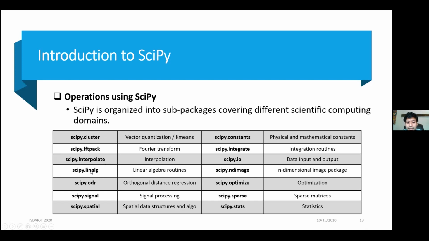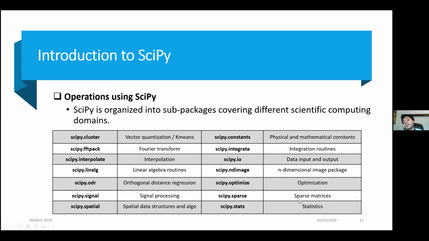Then the linear algebra routines are there. Some others are ODR, which is orthogonal distance regression. scipy.signal is for signal processing, and scipy.spatial is for handling spatial data structures. Another important one is ndimage. Those of you who work on image processing, for them this will be important. Then there is optimize for optimization. Then scipy.sparse, which is for sparse matrices.